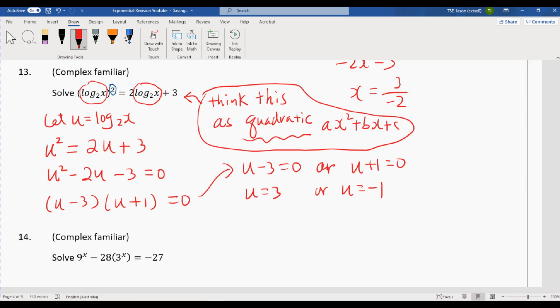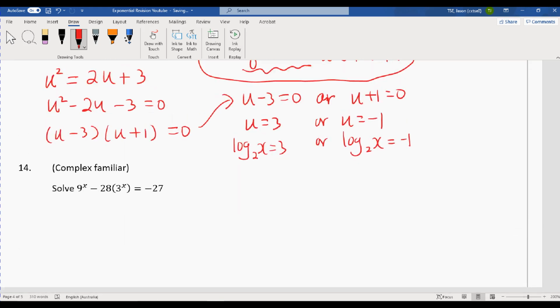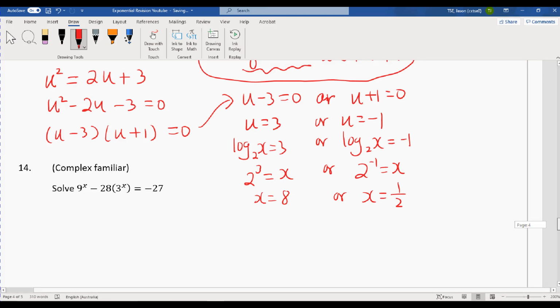Remember, what is u? Logarithm to the base 2 of x equals 3, and again, logarithm to the base 2 of x equals minus 1. So there are two logarithm equations. What I'm going to do is 2 to the power 3 equals x, and 2 to the power minus 1 equals x. So x equals 8 or x equals half. Okay, so that's how we solve it.